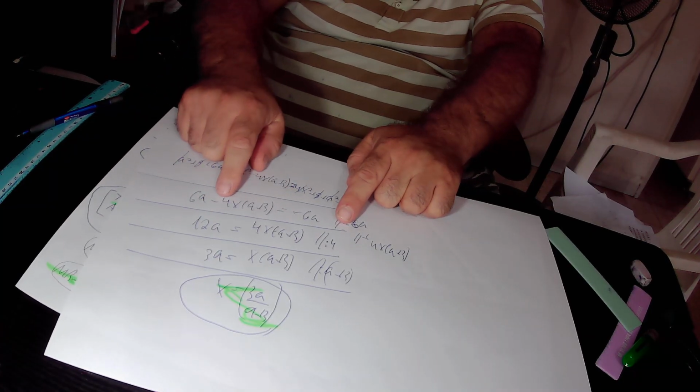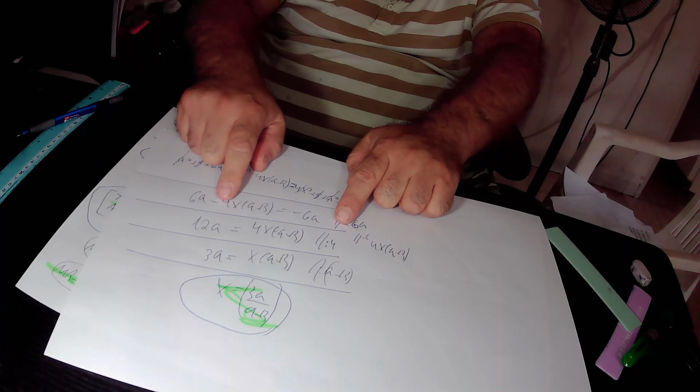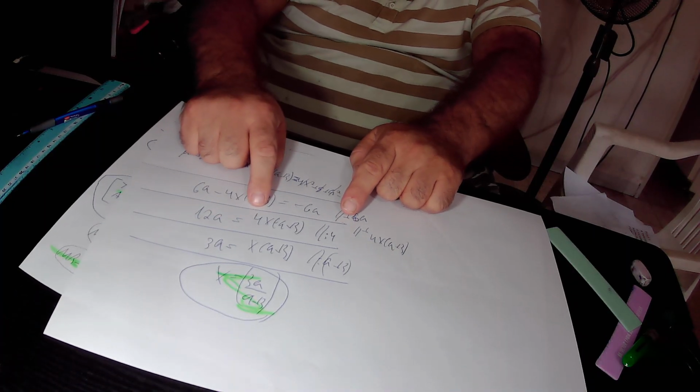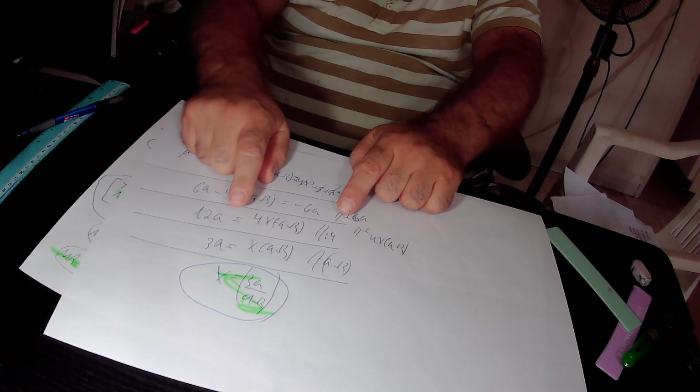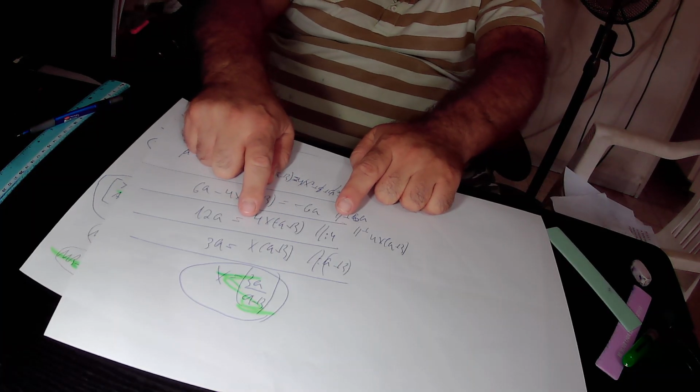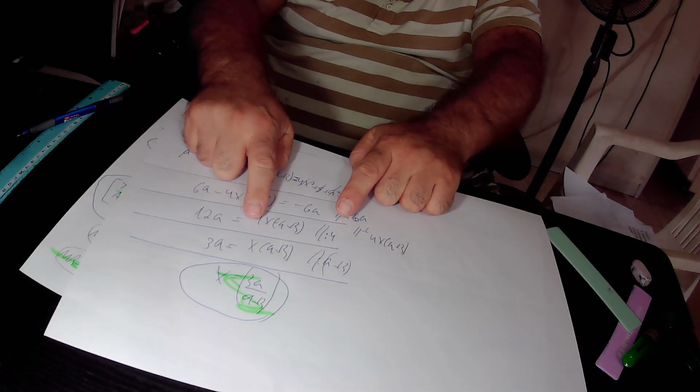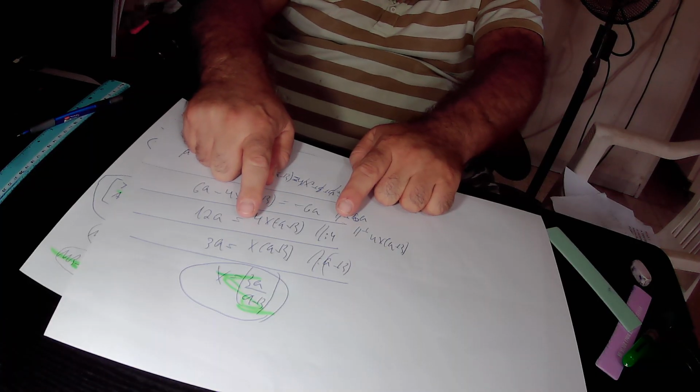Here we divided this equation by 4 and finally found out that 12a over 4 is 3a, and 4x over 4 is x, so in total this expression equals x times (a plus 3). So we found out that 3a equals x times (a plus 3). Here we divided this equation by (a plus 3) and finally found out that x equals 3a over (a plus 3).